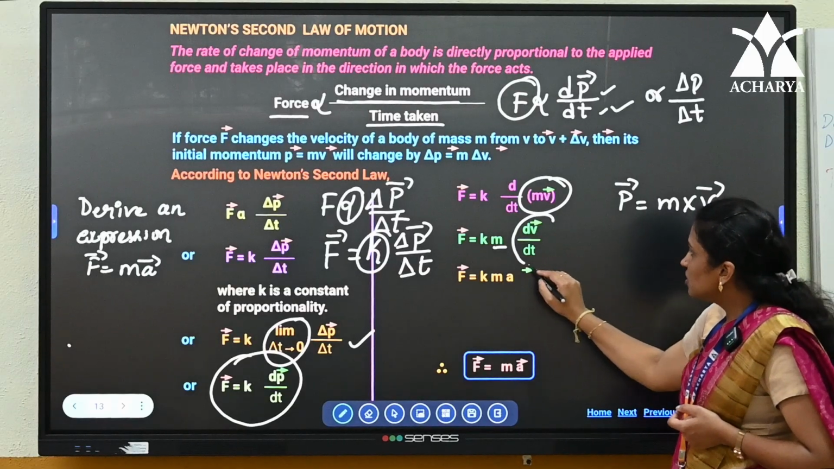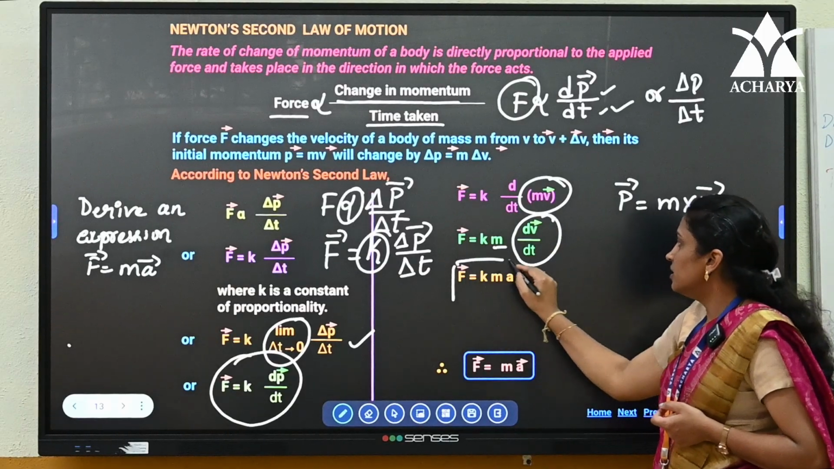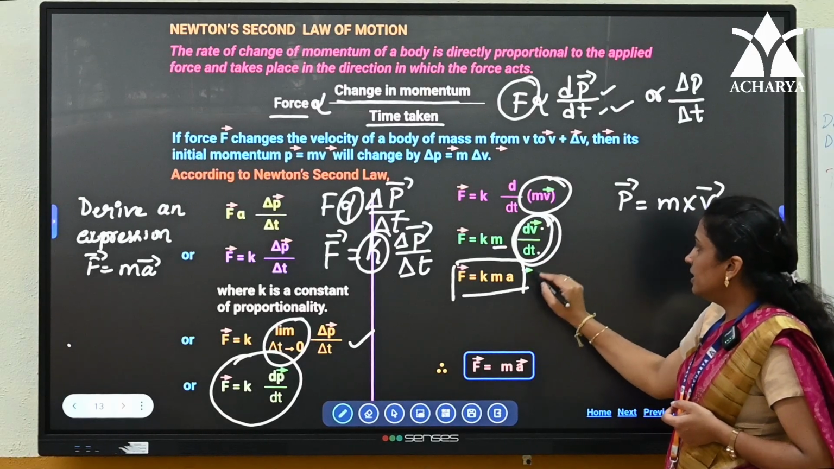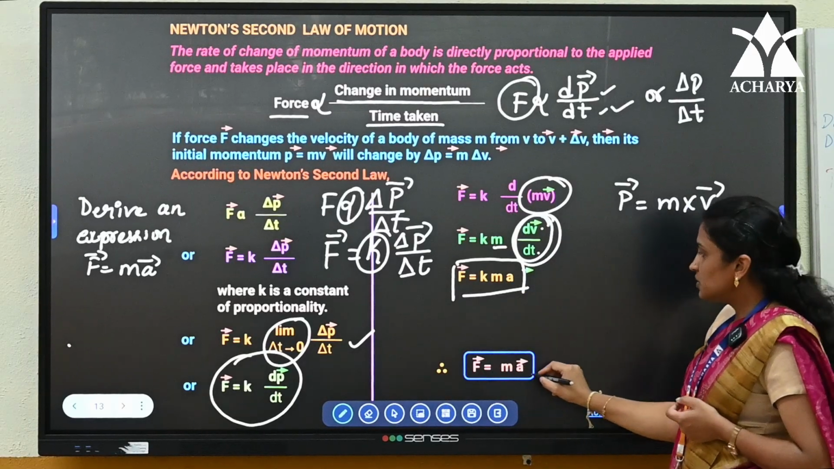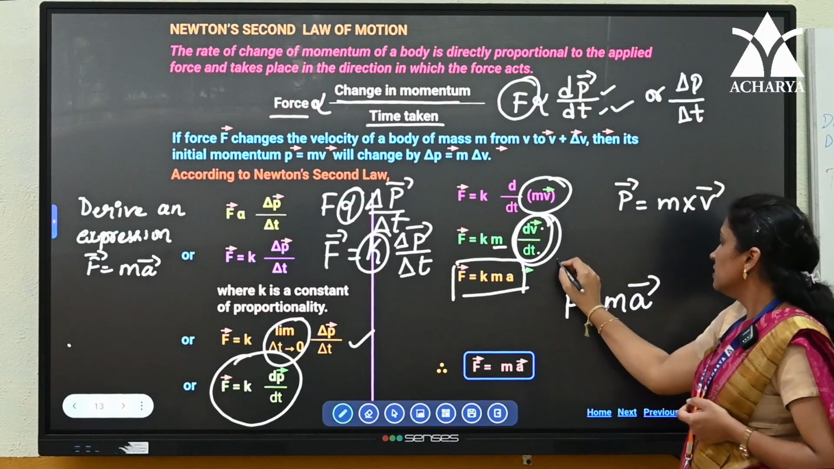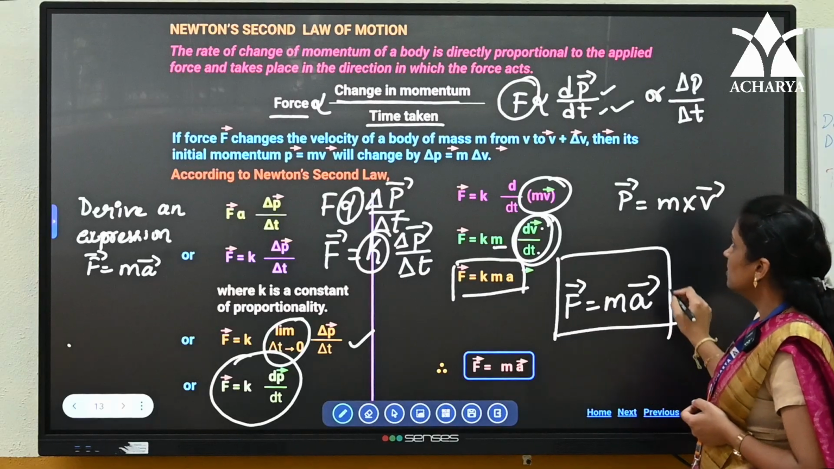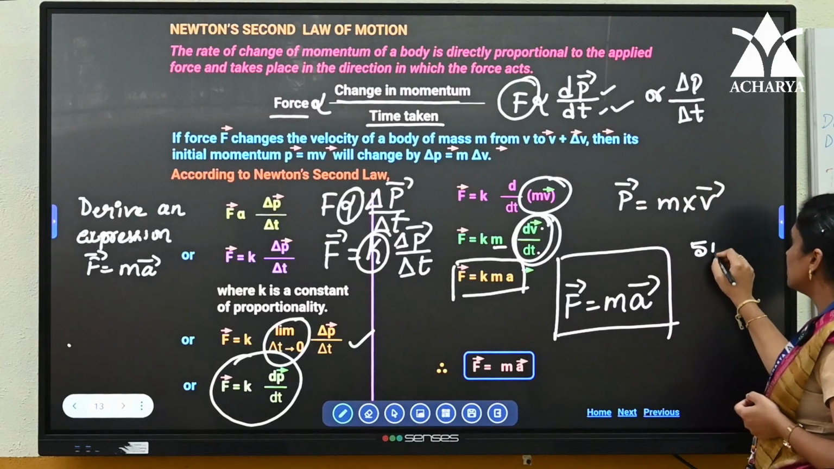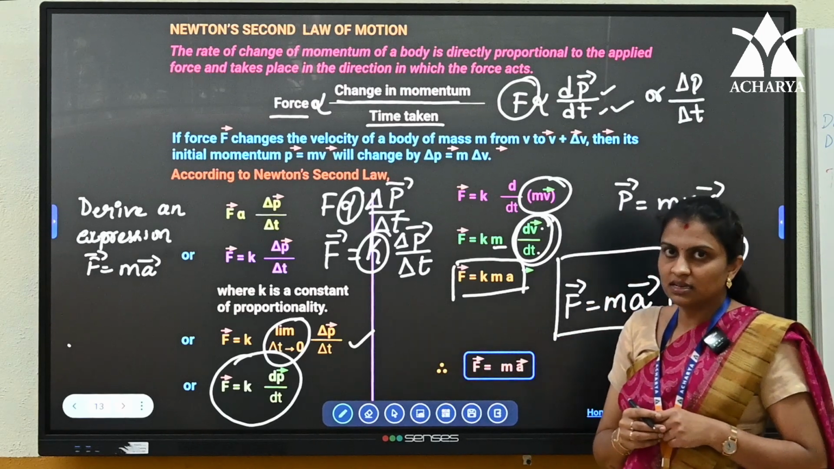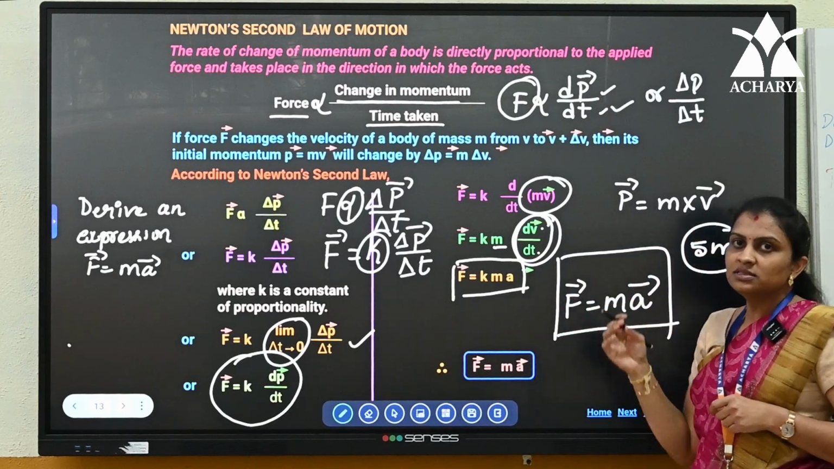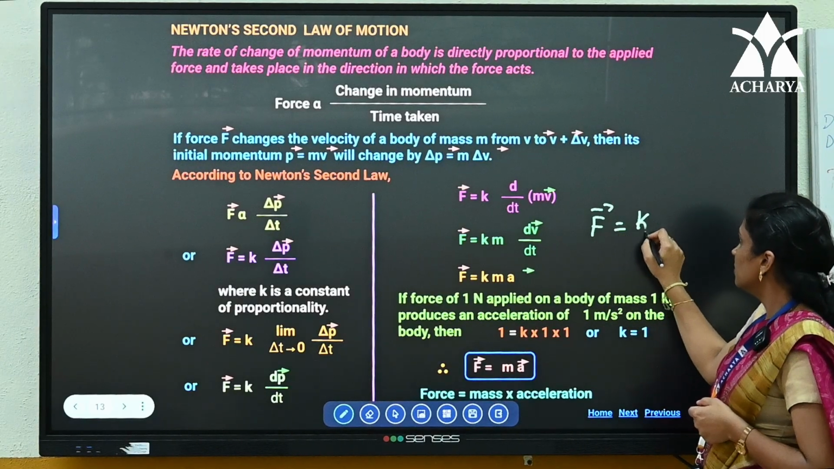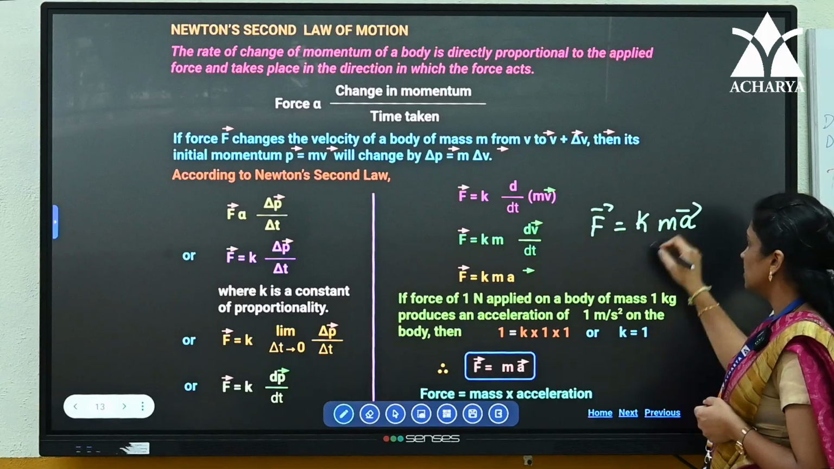What is the rate of change of velocity? dV vector by dt is acceleration. So F vector is equal to K into mass into acceleration. The final expression is vector F is equal to mass into acceleration. This is a very important derivation for the board exam, a 5 marks question. Derive an expression for force is equal to mass into acceleration by using Newton's second law.